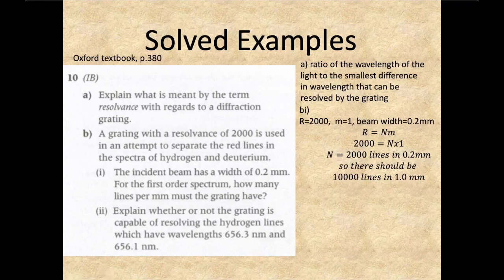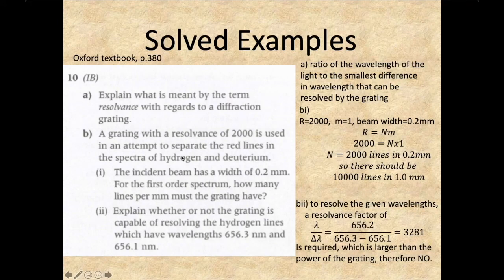The second part gives us hydrogen lines wavelengths as such and asks if our diffraction grating will be able to resolve these lines. Now, to decide whether our diffraction grating is going to be able to resolve these wavelengths, we have to find the lambda over delta lambda ratio, which is also R for the condition we're given. It gives 3281. That's the required power to resolve these wavelengths. But our diffraction grating doesn't have that power. Therefore, our answer is no. These lines will not be resolved with this diffraction grating.